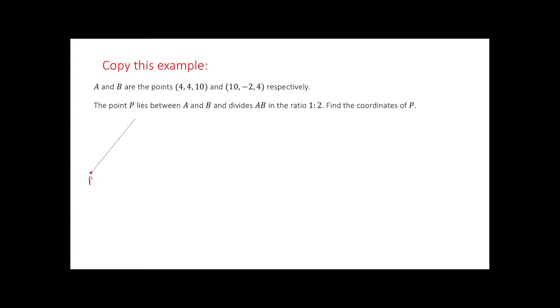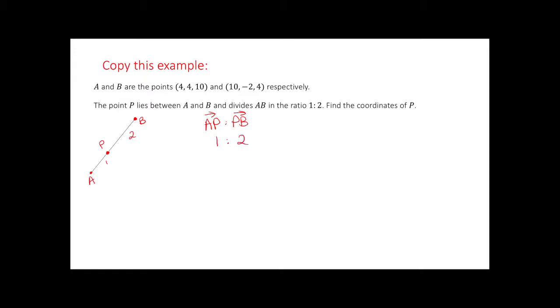So if this down here is the point A, this must be the point B. And similar to last lesson, our ratio is 1 to 2. So P is closer to A than it is to B. Okay, so we're closer to A, you're twice as far away from B as you are to A. So in other words, the ratio of A to P to B is 1 to 2.